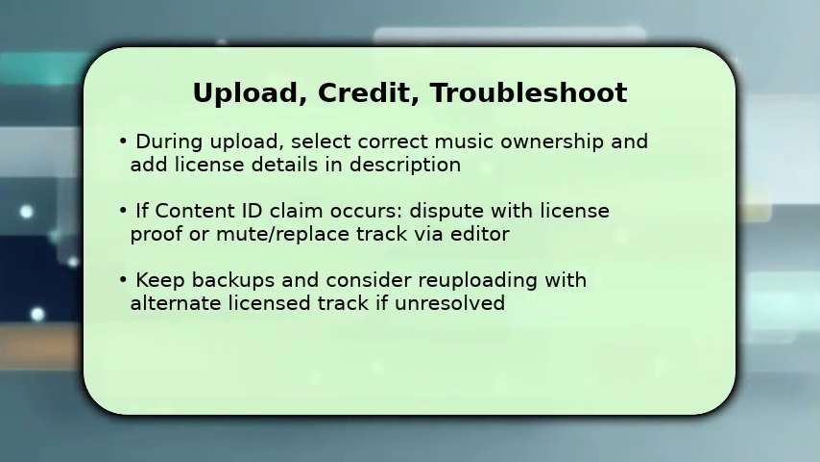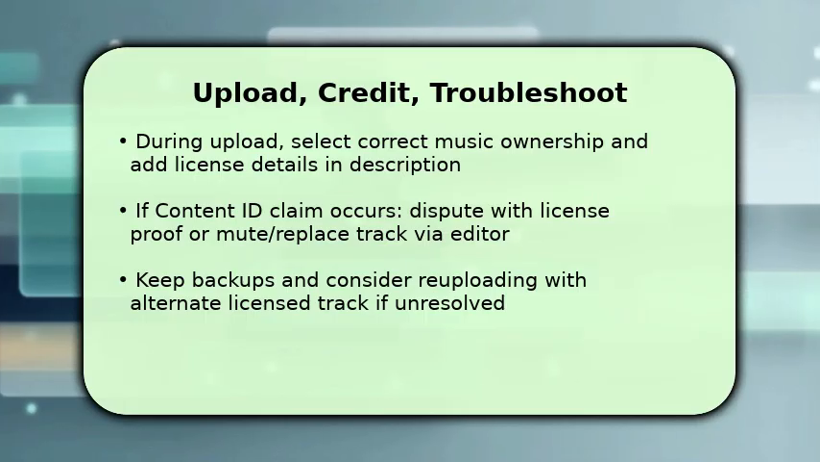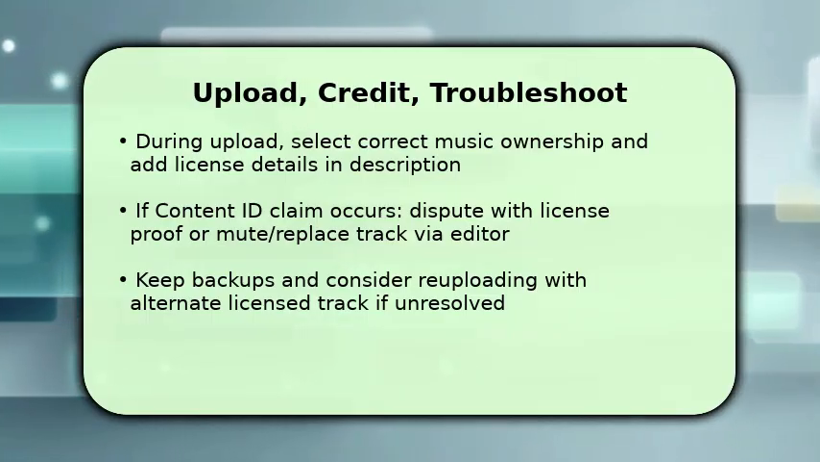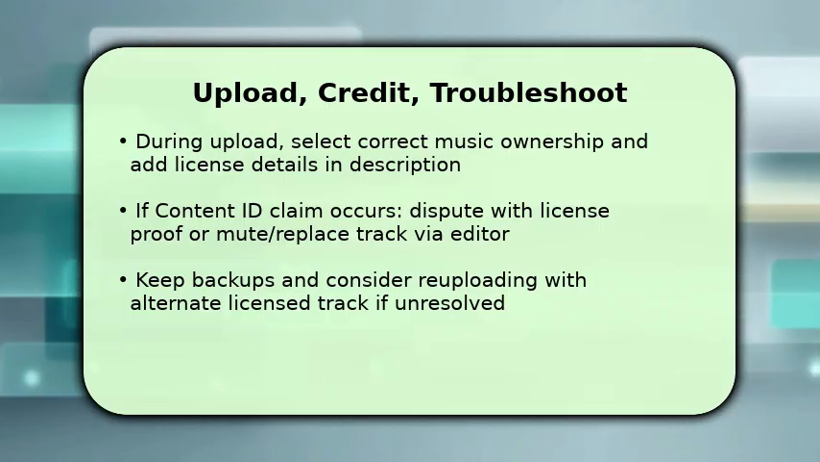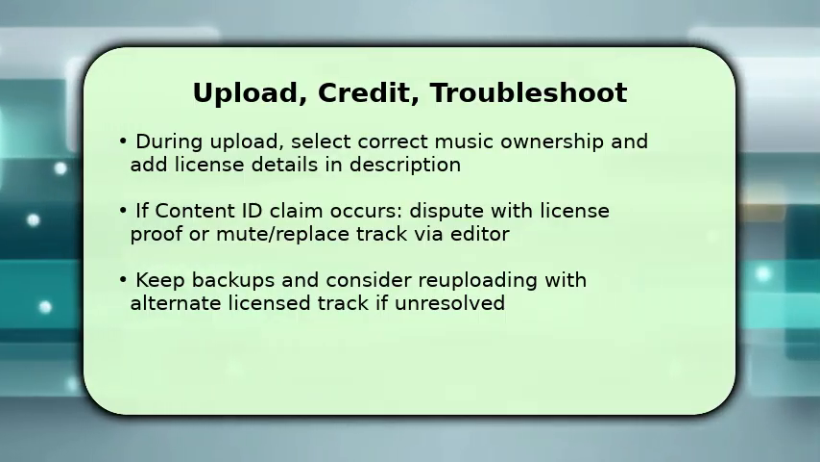In the description, add the music credit, license type, and a brief note about permissions. When YouTube flags Content ID, immediately check the claim details. If you have a license, submit a dispute with the license and invoice attached. If dispute fails, use YouTube Studio to mute or swap the track or replace audio and upload. If issues persist, keep backups and consider switching to a vetted library track to avoid repeated strikes.